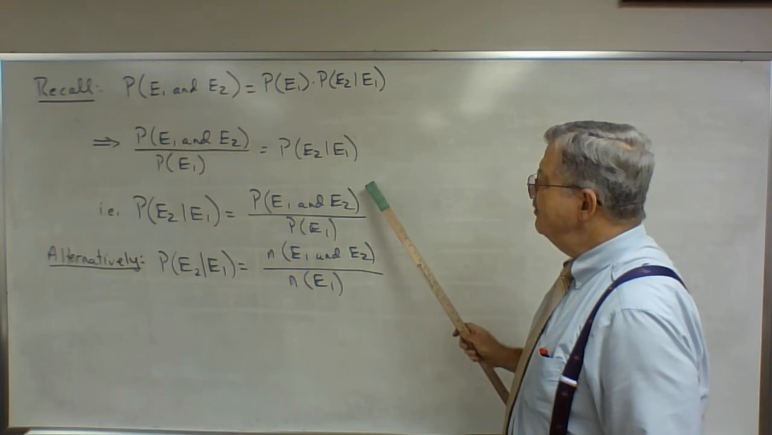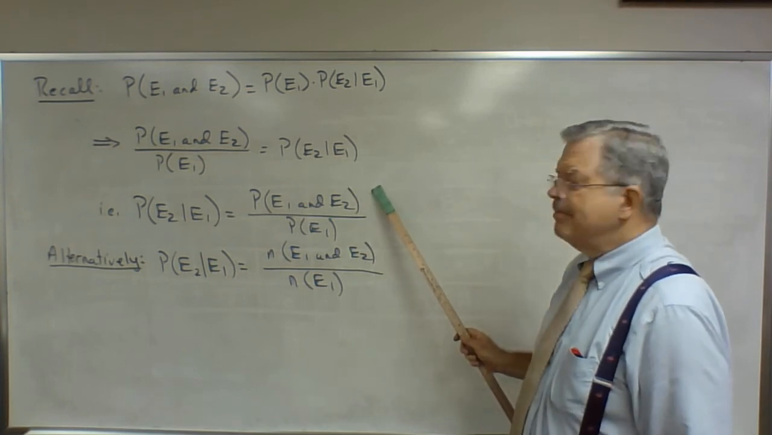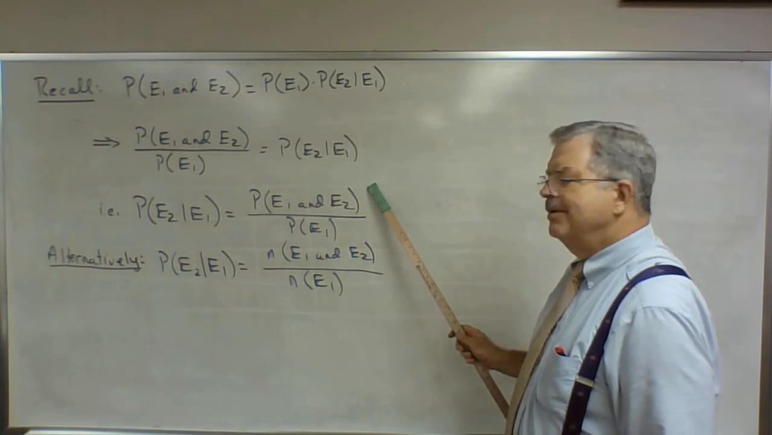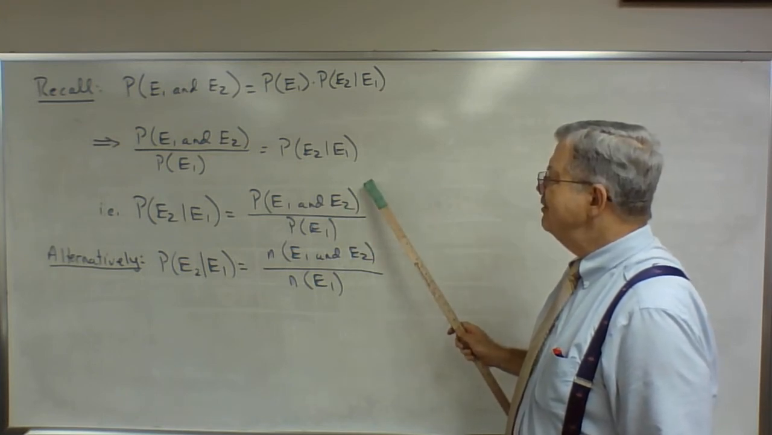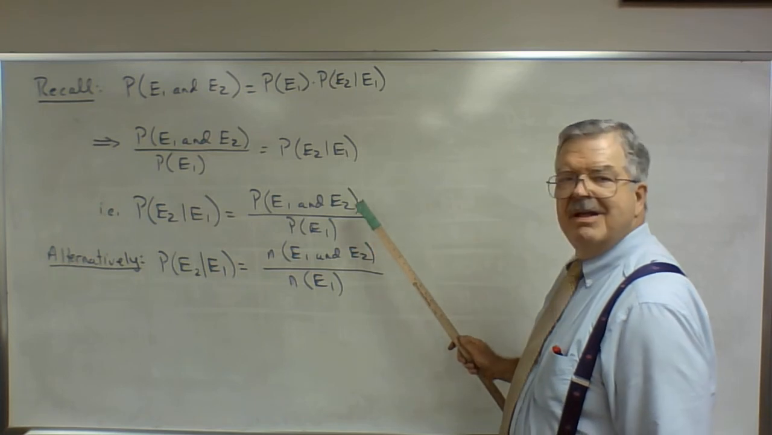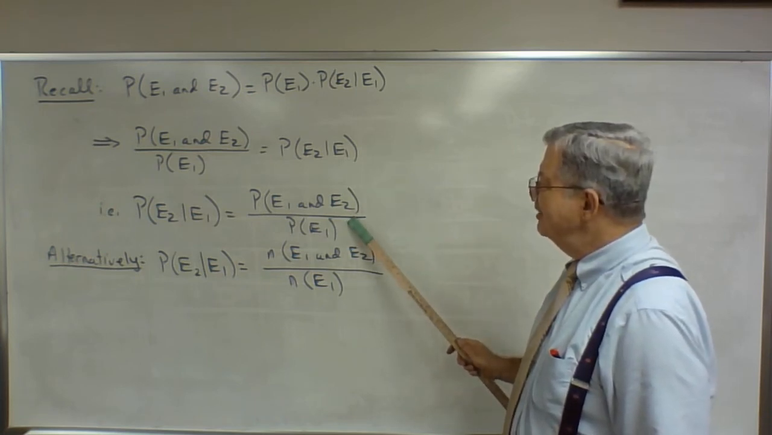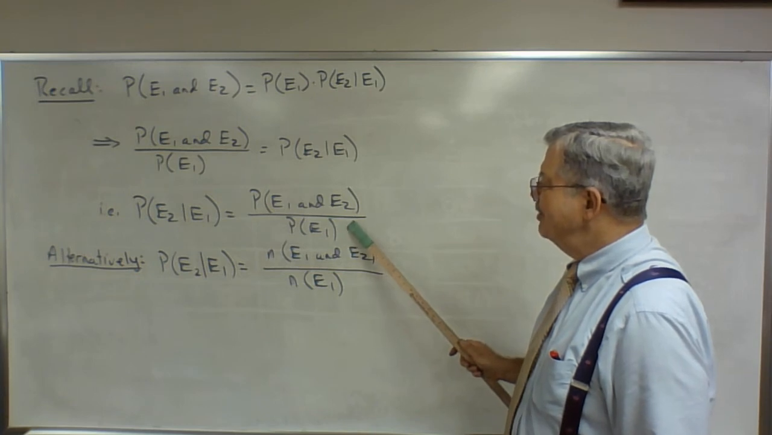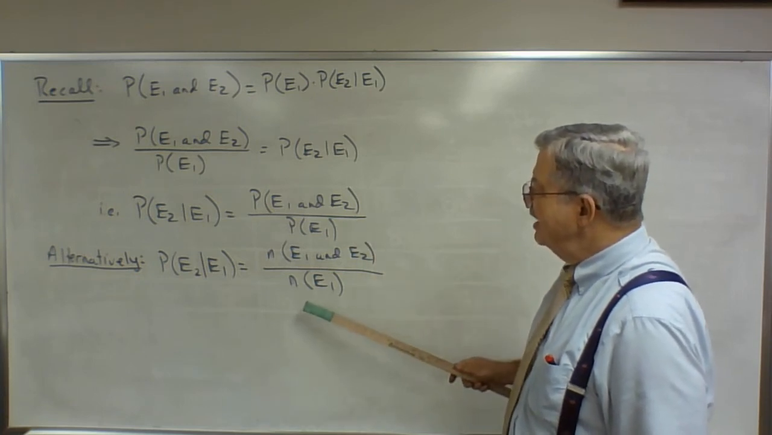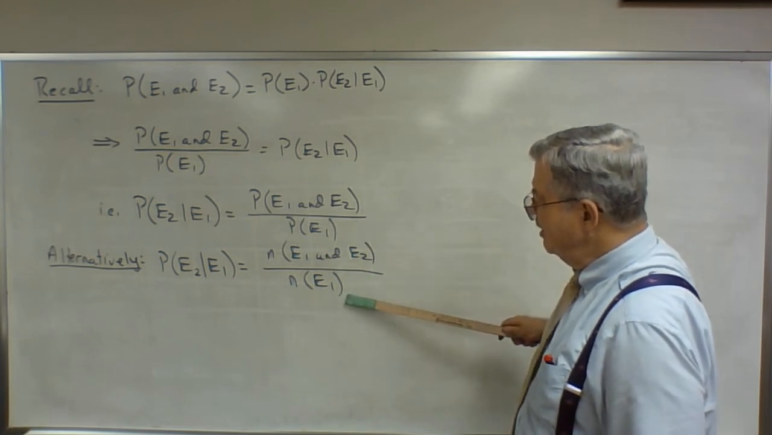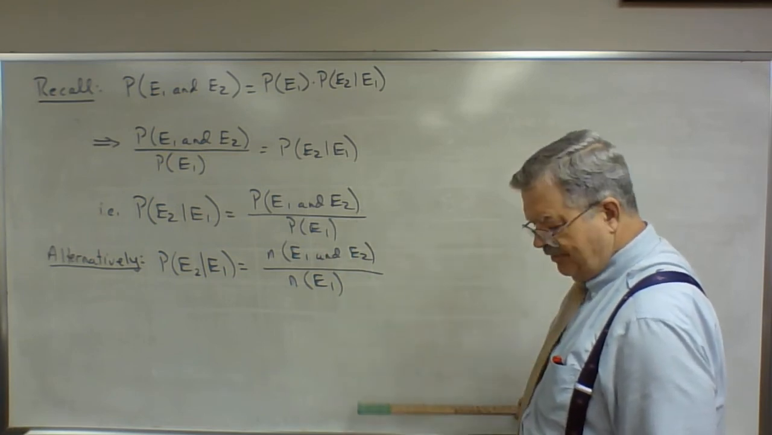And if we write this in terms of number of outcomes yielding E1 and E2 divided by total number of outcomes, and number of outcomes yielding E1 divided by total number of outcomes, and do some canceling, this formula reduces to this formula.